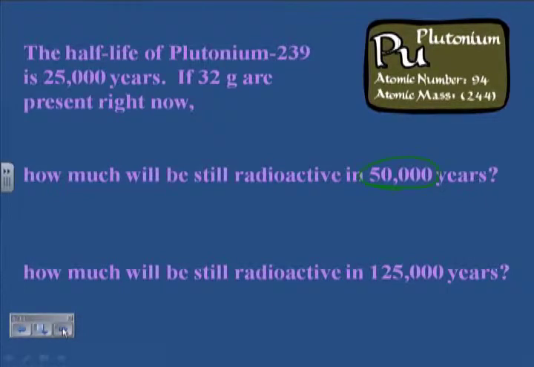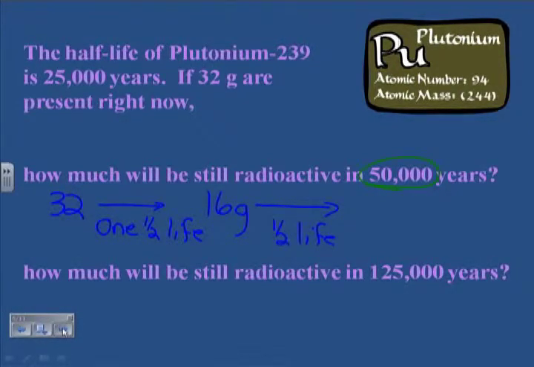So let's see here. We started with 32. And then after 1 half-life, we're going to have 16 grams of it, half of it, that still is radioactive. Well, that's 25,000 years. Then after another half-life, half of that 16 is still going to be radioactive. That would be 8 grams. So after 50,000 years, we will have gone through 2 half-lives, and we will have 8 grams still radioactive.